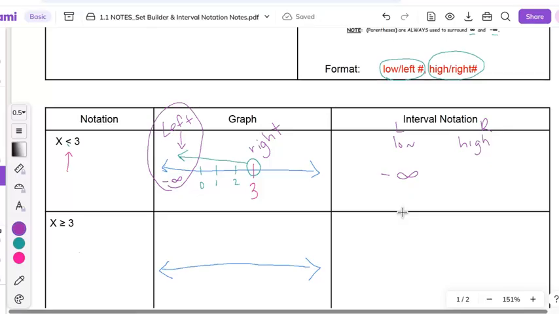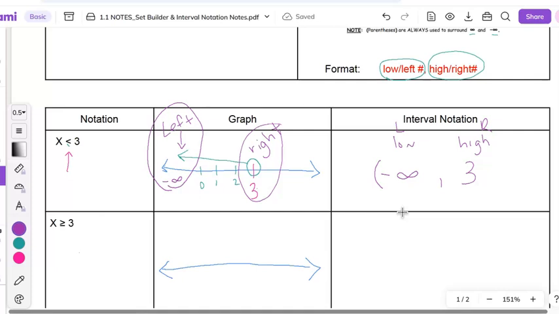Now on the right side, we stopped at 3. There's always a comma between them. So now we need to figure out if we use brackets or parentheses. So we always use parentheses with infinity.